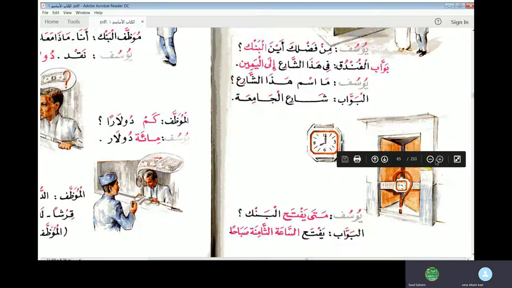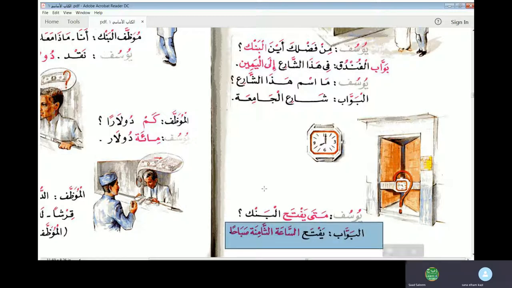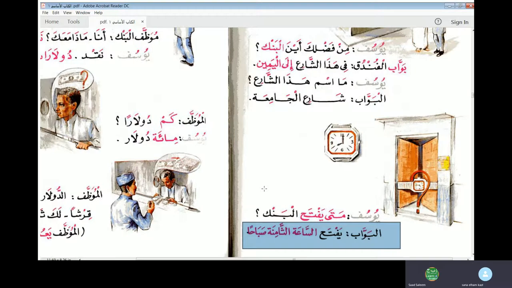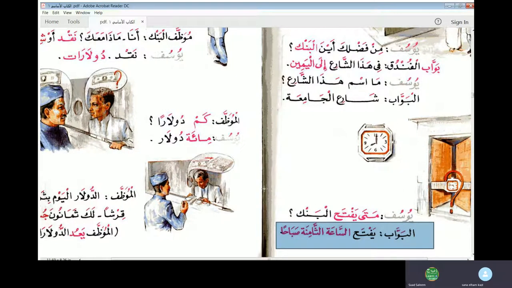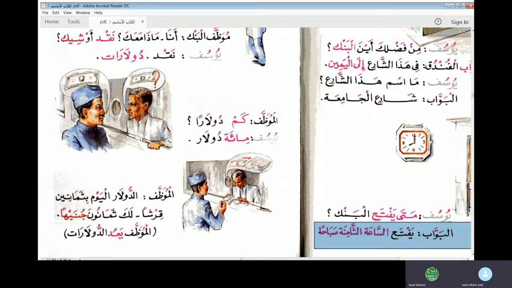Yusufu, Mata Yaftahul Banky. When does the bank open? Al-Bawwab: Assaa'a ath-thamaniya, at eight o'clock, sabahan. It opens at eight o'clock in the morning.